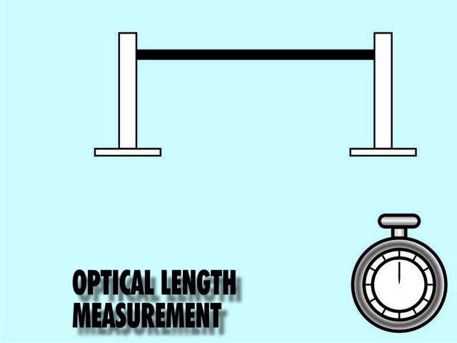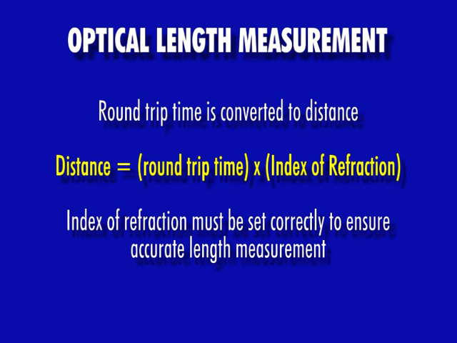In general, fiber length is measured by transmitting light into an optical fiber, which triggers a timer in the length tester. The light travels to the end of the fiber link and then returns to the length tester, at which time the timer stops. The total round-trip time is converted to distance using a preset index of refraction value. Index of refraction must be set correctly to ensure length measurements are correct. There are two methods for measuring length.